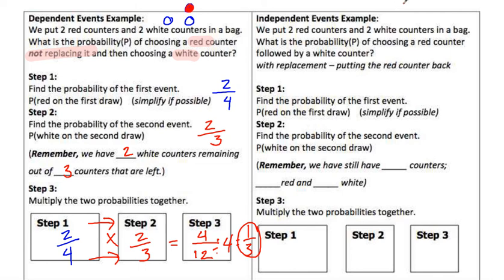Now let's do the same problem with independent probability. So let me draw the same picture here. I have 4 counters, 2 red and 2 white.